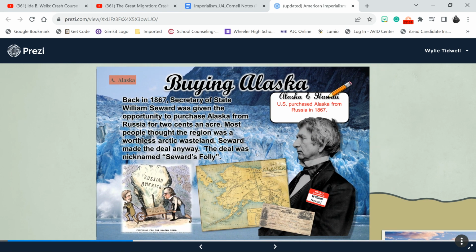The United States purchased Alaska from Russia in 1867. Now, if you know your world history, there's a lot of background with Alaska and Russia, right? Land bridge, Bering Strait. I'm not saying that you don't know that already. If you don't know that, that's scary for world history. Well, basically, Secretary of State William Seward was given an opportunity to purchase Alaska from Russia for 2 cents an acre, y'all. Do you know how cheap that is? 2 pennies an acre. Is that a lot of money? No. But guess what we found in Alaska?